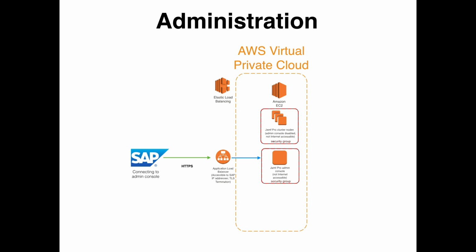How are we handling administration of this? Well, the first way is, of course, through the Jamf Pro admin console. And that's enabled on one Jamf Pro instance in our cluster. And this instance uses a separate load balancer and DNS address than the one used for client management communication. And this separation allows the Jamf Pro admin console to be only accessible from the SAP network. Communication to the admin console uses HTTPS until it hits a load balancer, at which point we're doing SSL termination. And that's handled by the load balancer and allows us to have an SSL certificate that matches the different DNS address of the load balancer.